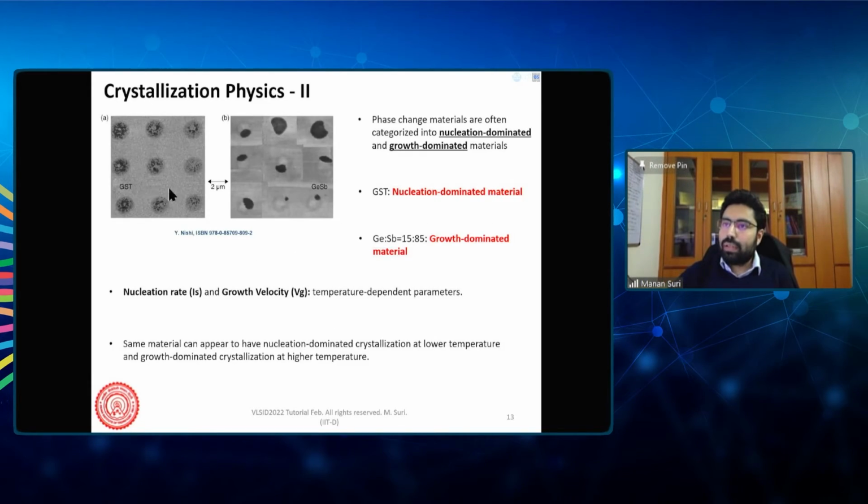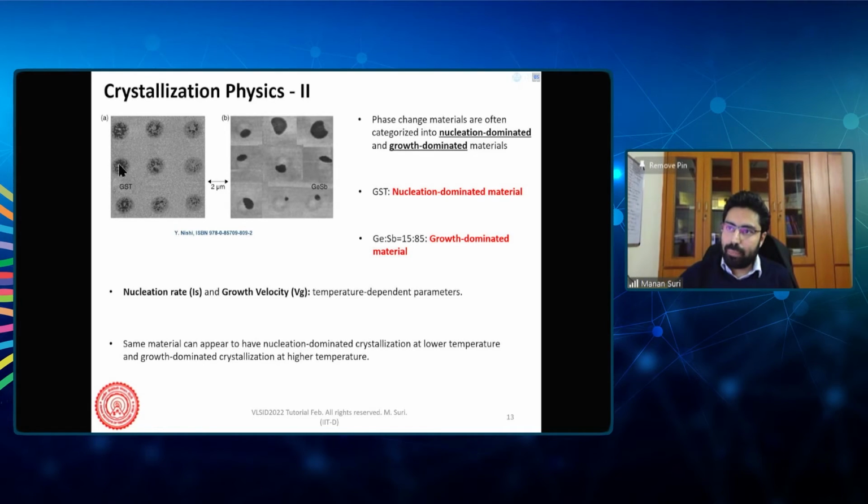Now, this is a more real sample. What you see on the left is a nucleation dominated material, what you see on the right is a growth dominated material. So both had some amorphous spots. Both of them had 9 amorphous spots, these 9 circles that you see, and then an attempt is being made to crystallize them. Okay, so the crystallization, the nucleation dominated material, you can see how crystallization progresses in it.